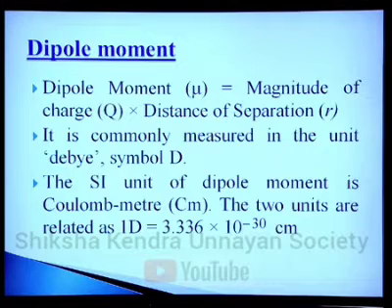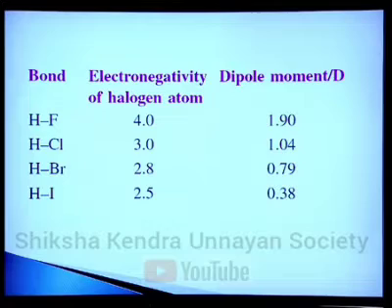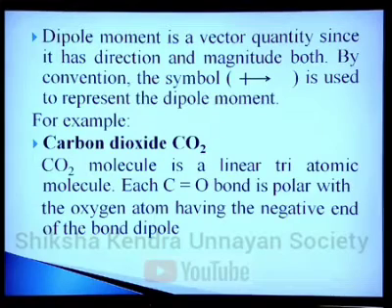The SI unit of dipole moment is coulomb meter. The two units are related as 1 D is equal to 3.336 into 10 to the power minus 30 coulomb meter. Now, here you will find the dipole moment of some molecules, with the electronegativity of the halogen atom with hydrogen, then dipole moment of HF, HCl, HBr and HI. Now, we can also explain that dipole moment is a vector quantity since it has direction and magnitude both. By convention, an arrow symbol is used to represent the dipole moment.